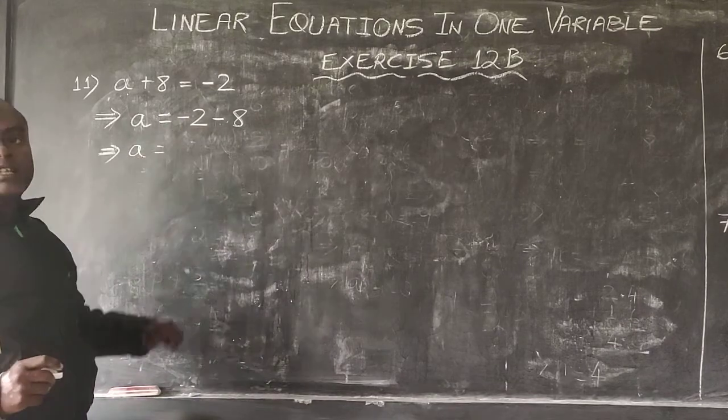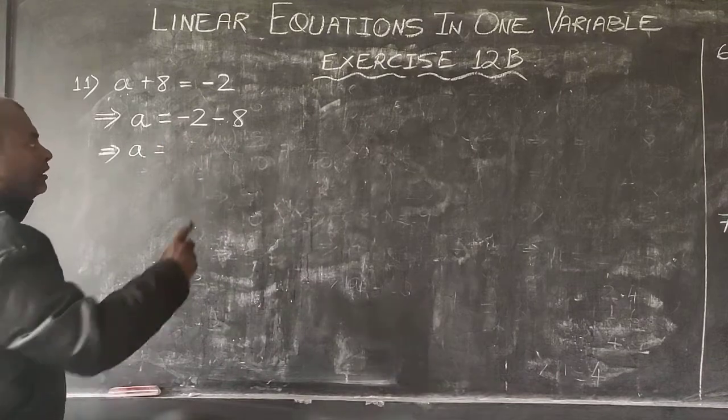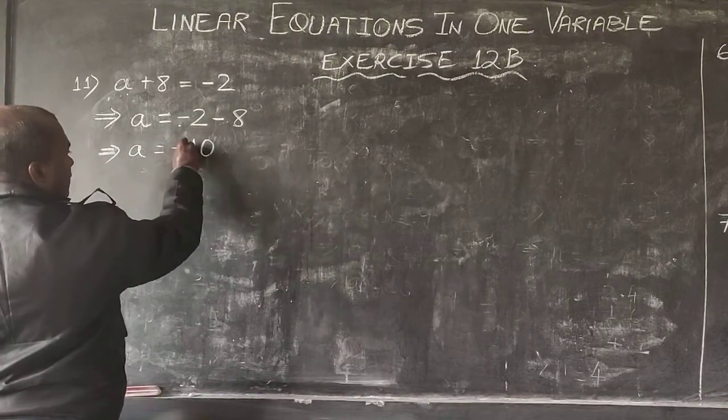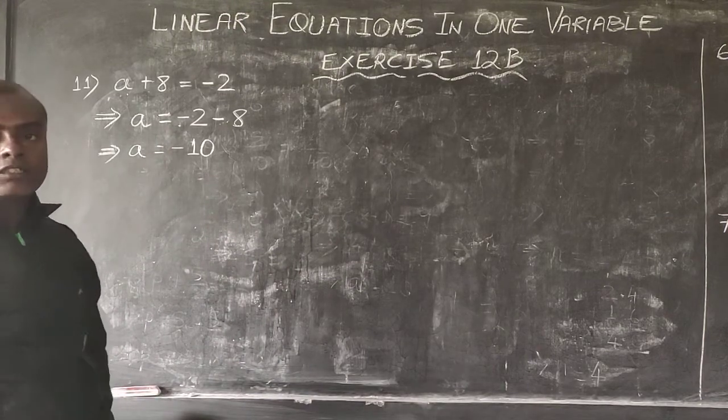So let's solve. A equals minus 2 minus 8. Both the digits are negative. Same sign numbers we add. So 8 and 2 added becomes 10. Both have minus sign, so the answer will also have a minus sign. So the a value is minus 10.